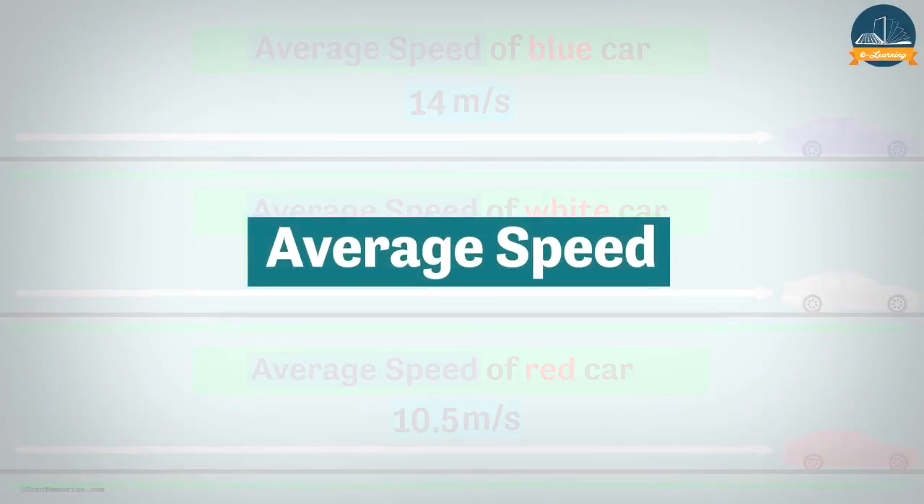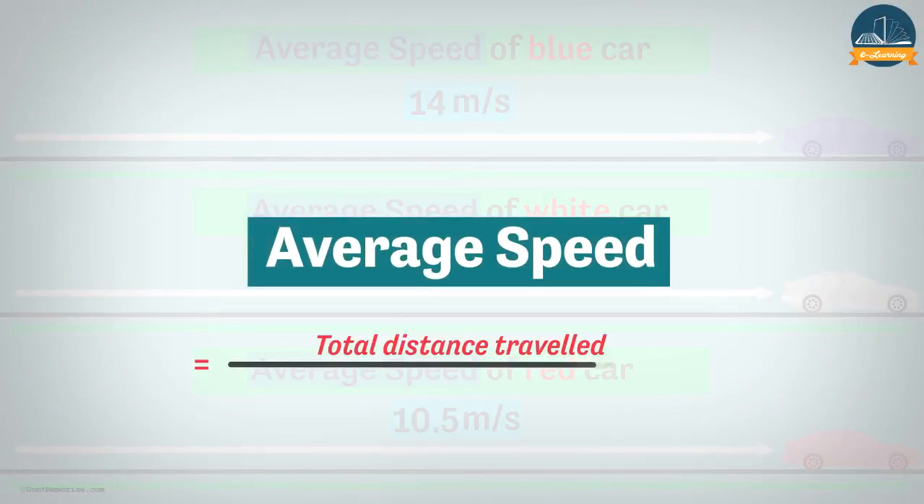How do we define it? Average speed is defined as the total distance travelled by an object divided by the total time taken.